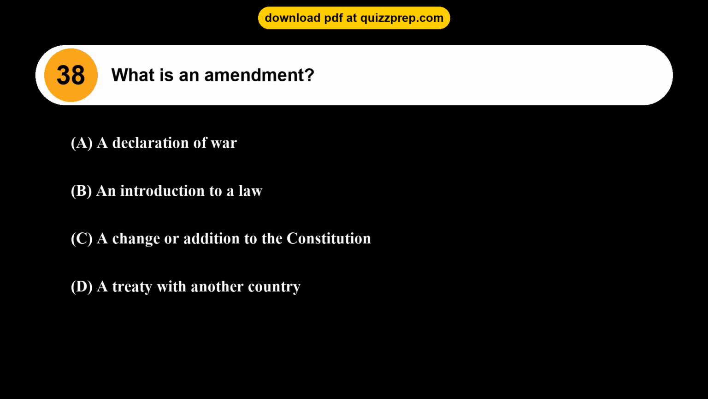Option A. A declaration of war. Option B. An introduction to a law. Option C. A change or addition to the Constitution. Option D. A treaty with another country.